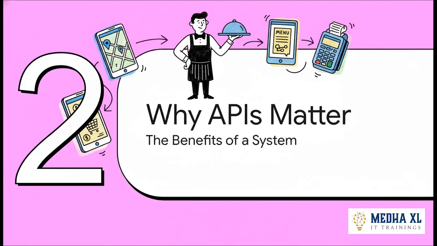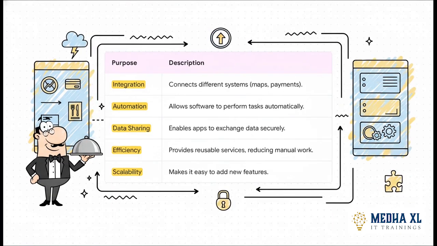So why do we do it this way? Why have all these digital waiters running around? Why does the system even exist? Well, because it's an incredibly powerful and efficient way to build modern software. Let's take a look at the benefits. This whole system is so powerful for a few key reasons. First, integration. App developers don't have to build a brand new map or a payment system from scratch for every single app. They can just use an API to plug into one that already exists. This also enables automation and lets apps share data securely. And what that all leads to is incredible efficiency and scalability. It means developers can focus on what makes their app special and just let the APIs handle the heavy lifting.